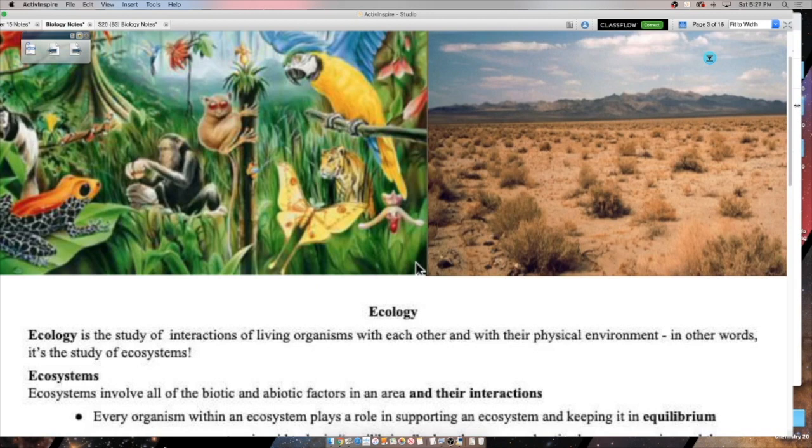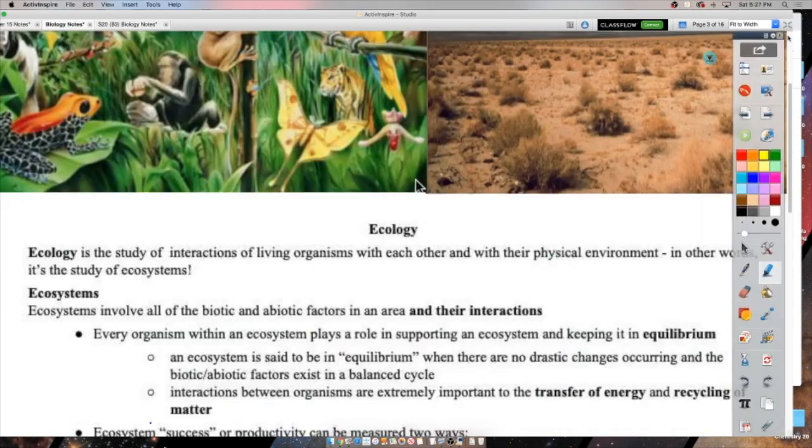Ology, that word, right? Biology is the study of life, because biology. Ecology is the study of ecosystems, right? It's the study of interactions of living organisms with each other and their physical environment. In other words, that's the study of ecosystems.